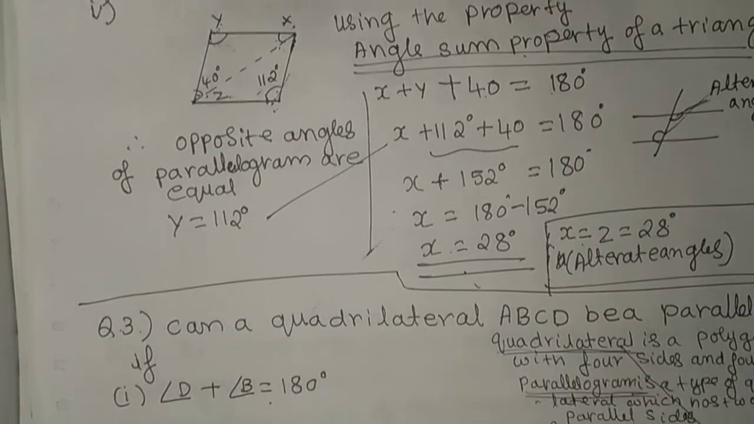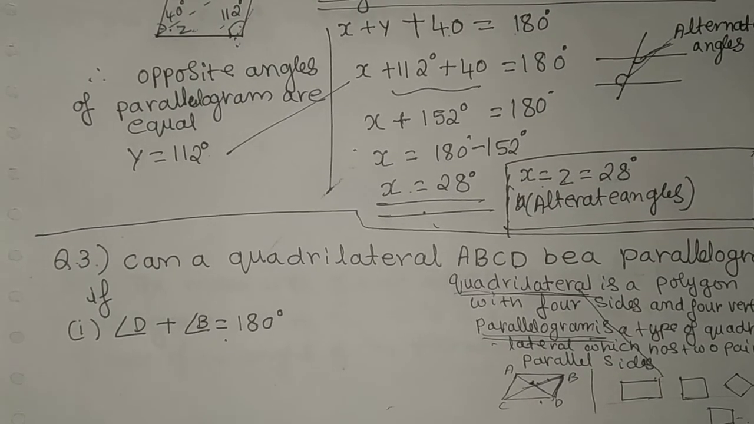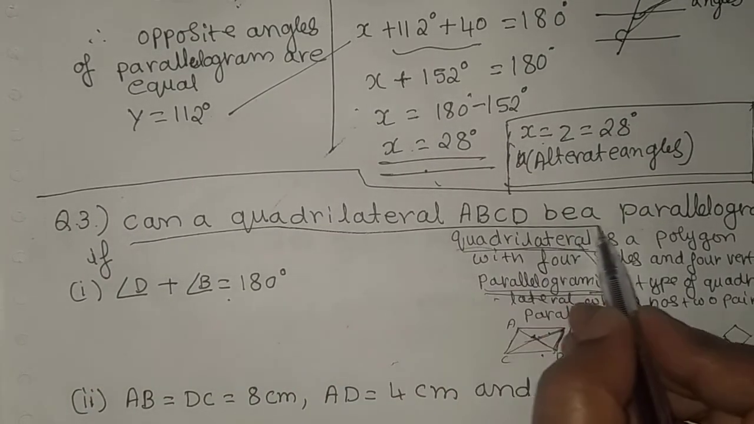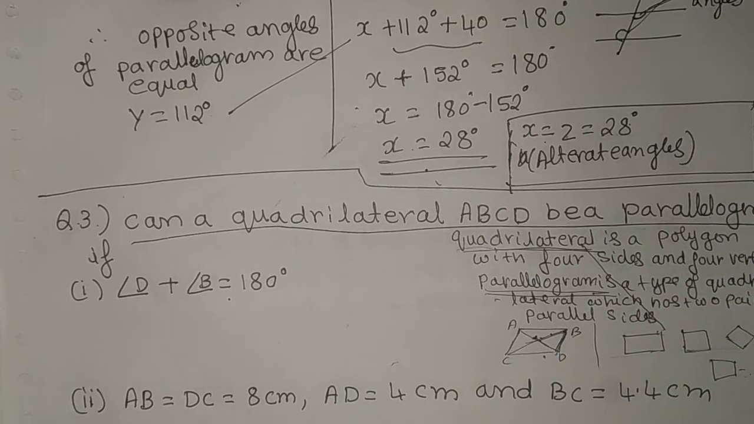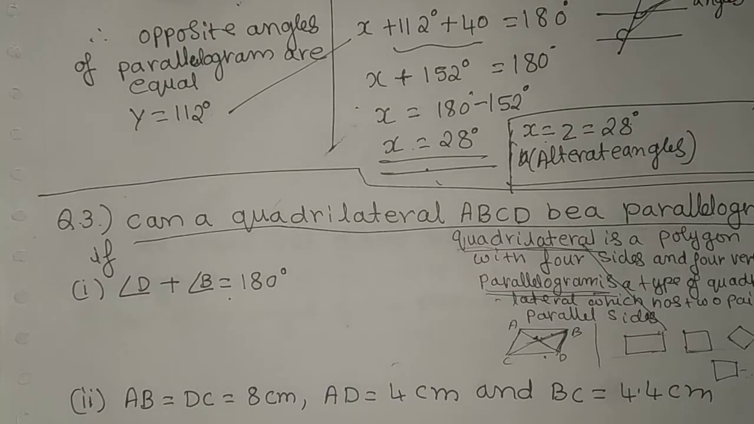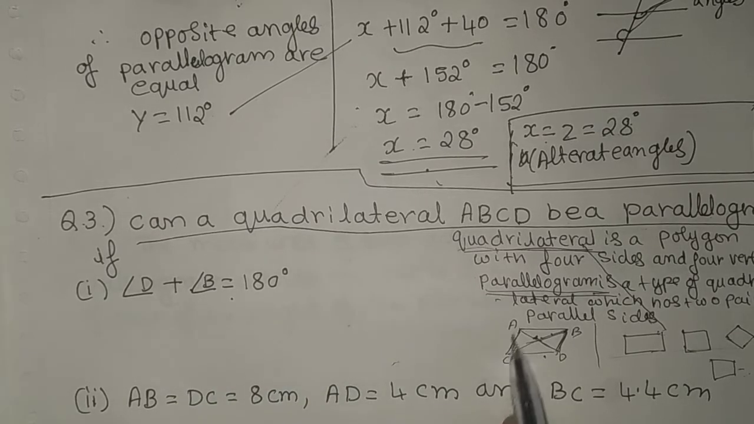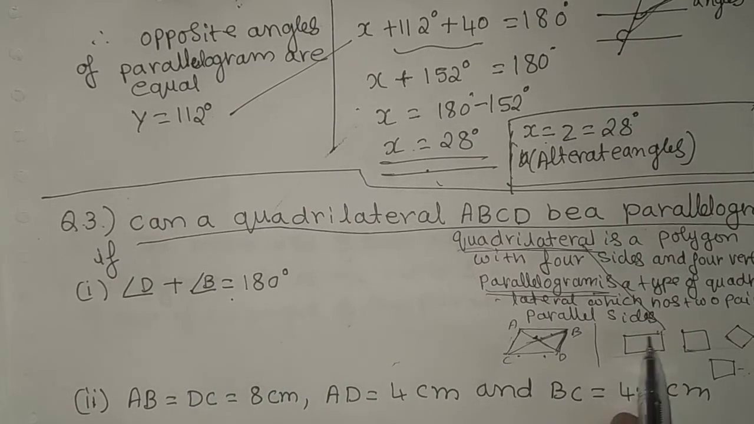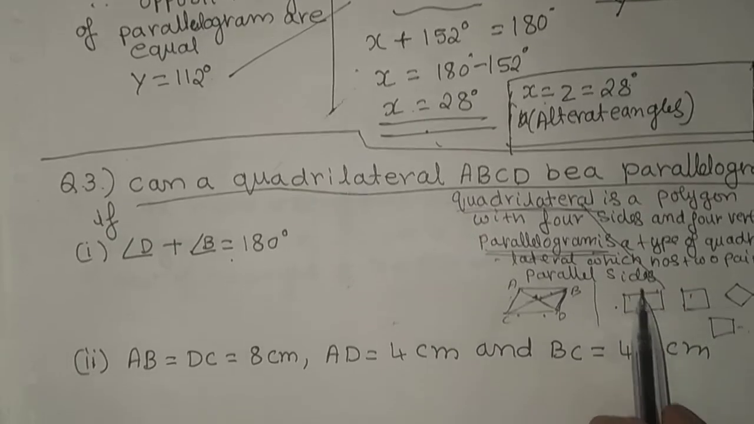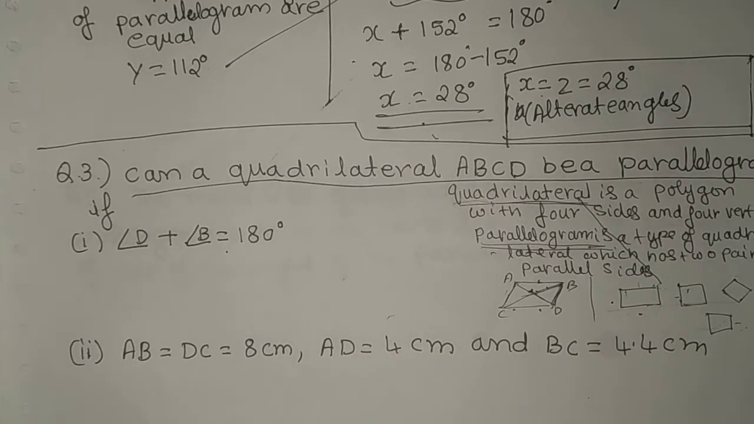So we finished the second problem completely. Now we move on to the third question, which is: can a quadrilateral ABCD be a parallelogram? So a quadrilateral can be a parallelogram. Three subproblems are given. First, consider this parallelogram or anything. We'll take this quadrilateral, and this is a parallelogram. These are all quadrilaterals; I have written examples.